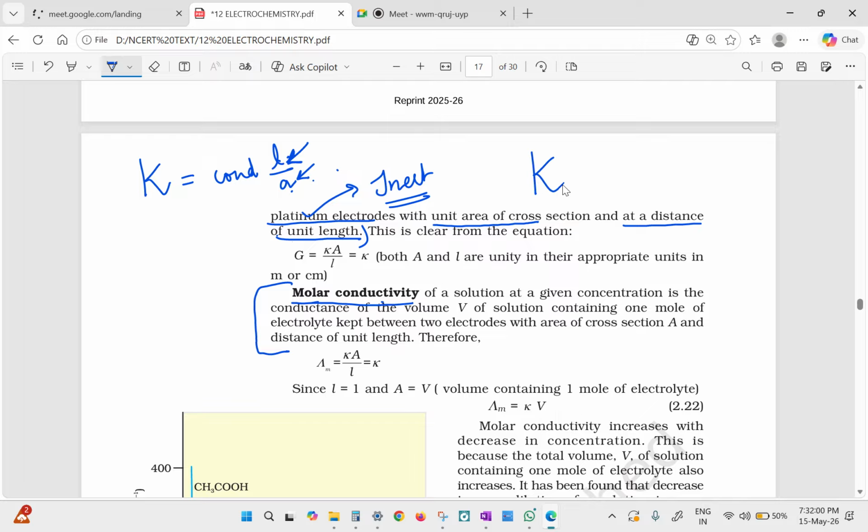Also we studied that conductivity is directly proportional to concentration. More the concentration, more the number of ions per unit volume. Is it okay? Yes, ma'am. Okay, with that we will stop the class today.